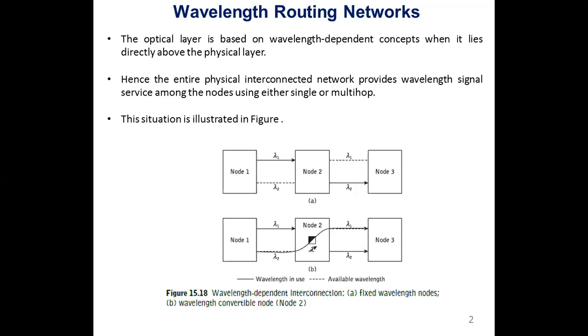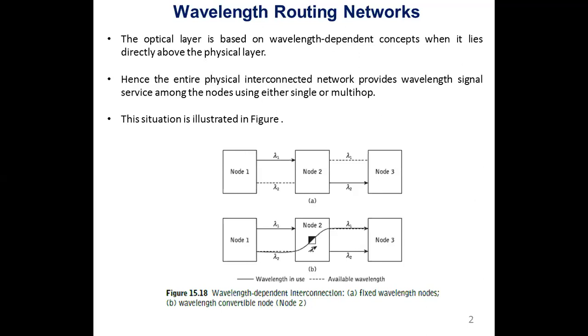And between node 2 to node 3, because of the wavelength continuity constraint, we require the same wavelength lambda 1. However, this wavelength is available between node 2 and node 3, but it is in use between node 1 and node 2, and therefore the connection can be established.